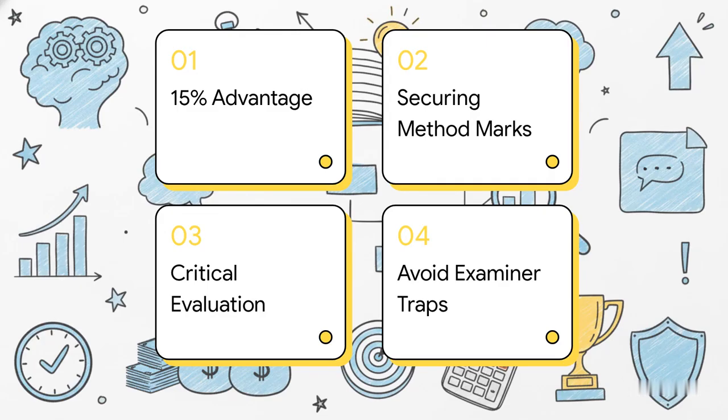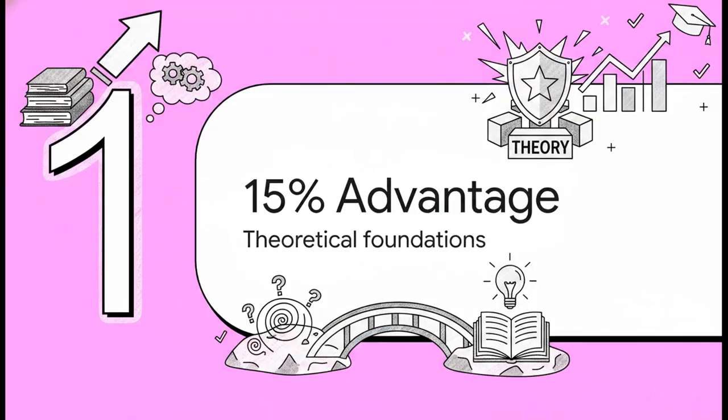So, to get you there, we've got a 4-step game plan today. 1. The 15% advantage. 2. Securing your method marks. 3. Mastering critical evaluation. And 4. Avoiding top examiner traps. Let's dive straight into Section 1, the 15% advantage.